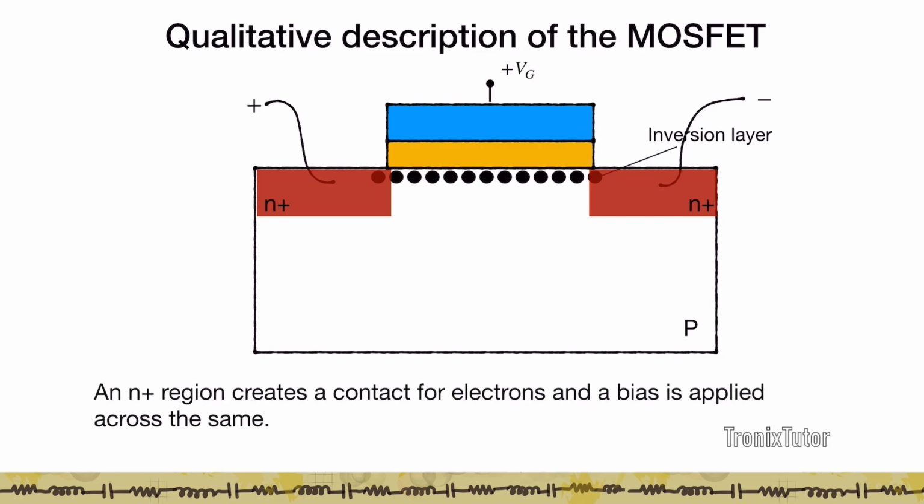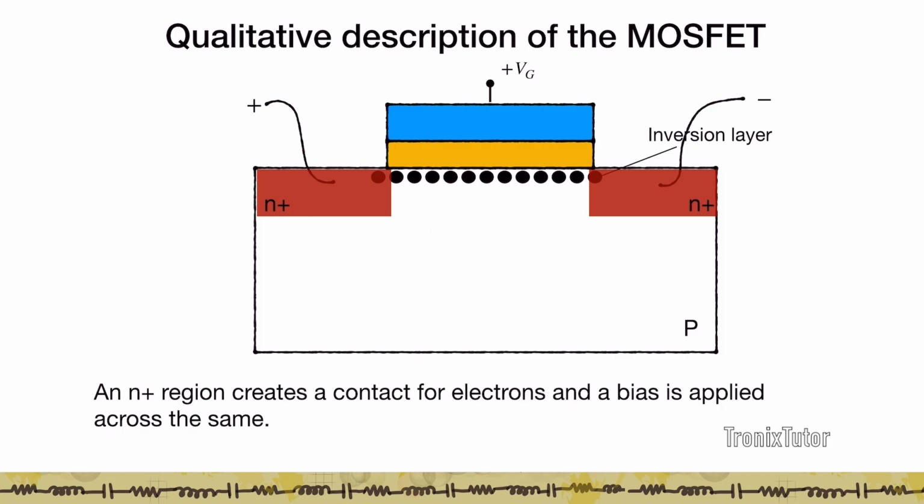And the N plus region ensures that this contact exists only for the inversion layer when it is formed, else it remains a rectifying contact for holes, not allowing any hole current to go through. So in this MOSFET, when I form the inversion channel, the current is purely driven only by electrons. Holes do not contribute to the current in this structure.